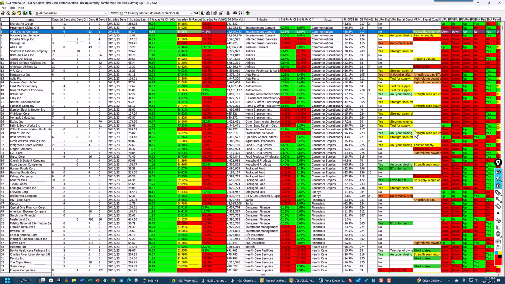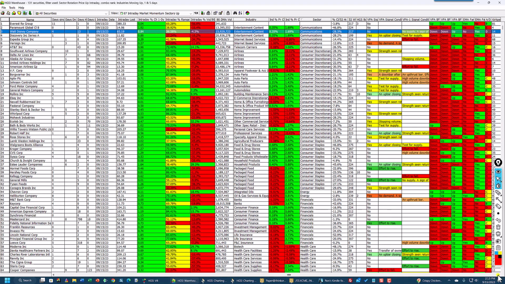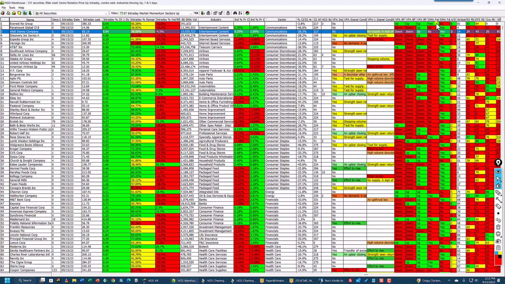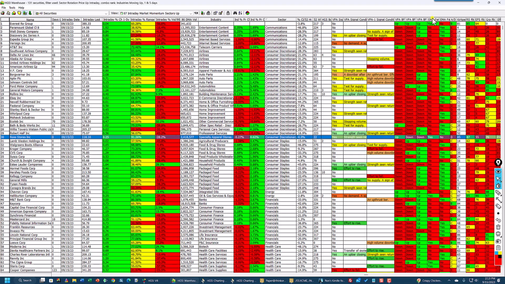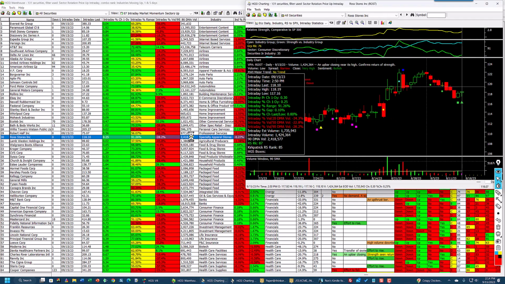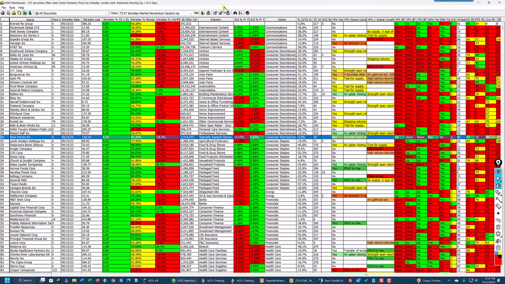Now I'm going to scroll over here. You can see that a lot of these have VPA flags. And if I want to concentrate only on stocks that are in an uptrend, this one's not in the group. Let's go down this column right here. These are EMA Fan, Ross Stores, Strength Seen Returning, Consumer Discretionary. The industry group is down. It's in the Specialty Apparel Store group.